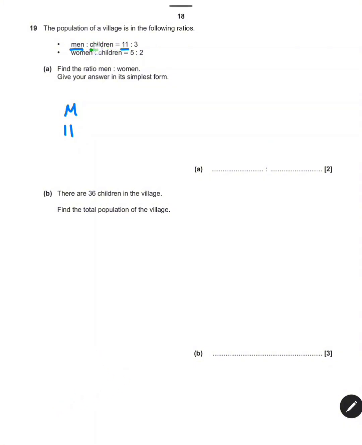We've got children is 3. In the second ratio, we've got children is 2. So I'm going to write that here. And then in the second ratio, we've got women is 5. And as long as I get the right numbers under the right labels, I am allowed to swap them around.